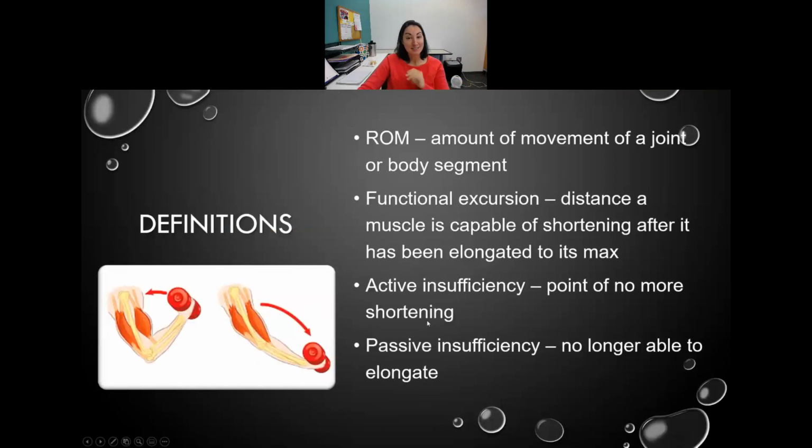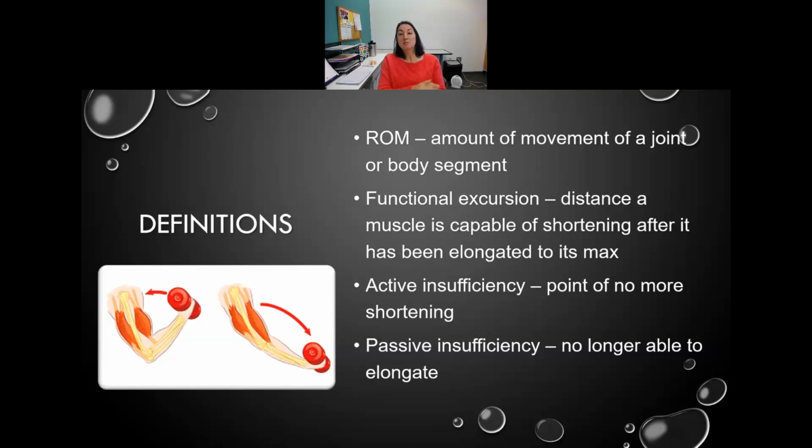Okay, start out with some definitions. Range of motion is the amount of movement of a joint or a body segment. Functional excursion is the distance a muscle is capable of shortening after it has been fully lengthened.